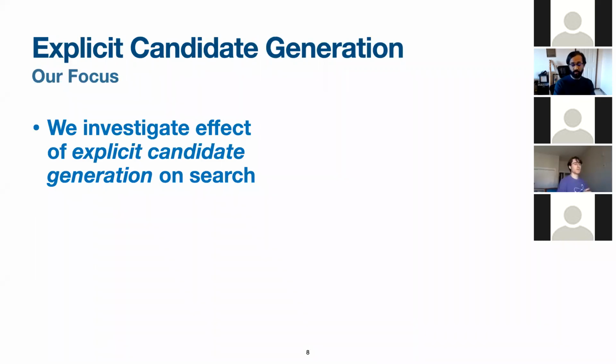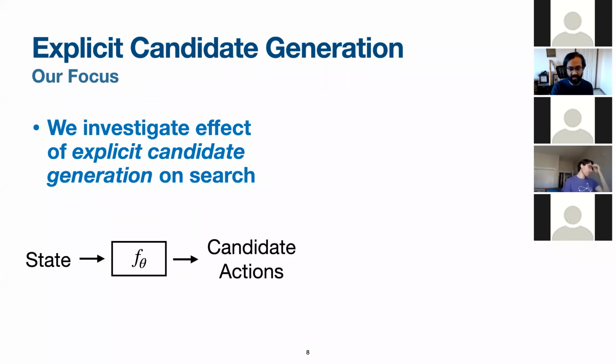In this work, we will focus on explicit candidate generation. That is, we want to train a model such that when it receives a game state, it outputs a set of candidate actions that we limit our search to.